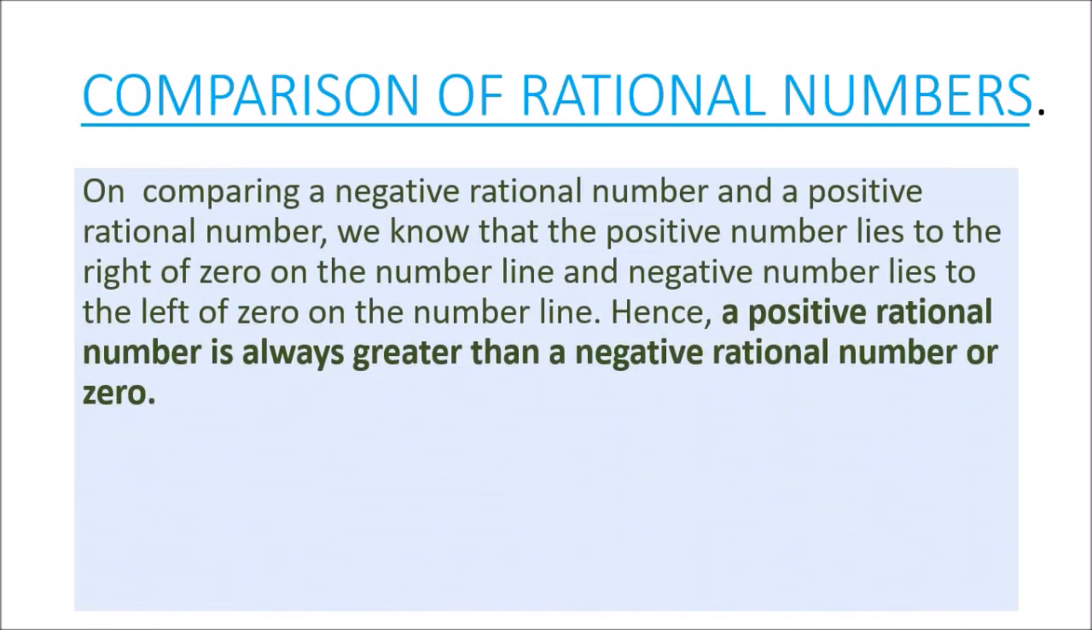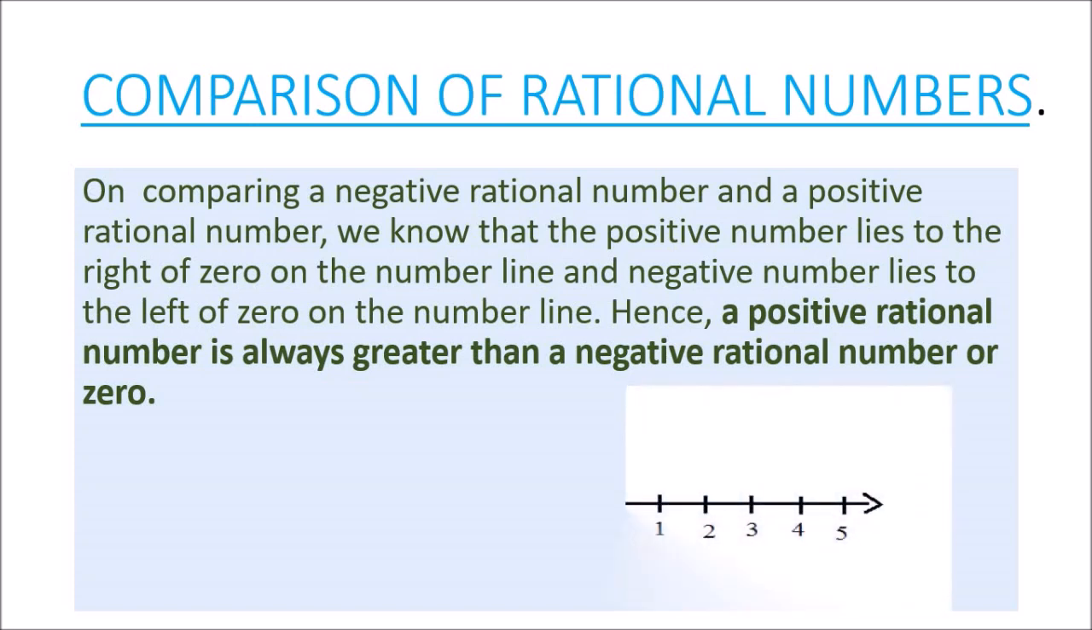On comparing a negative rational number and a positive rational number, we know that the positive number lies to the right of 0 on the number line and the negative number lies to the left of 0 on the number line. Hence, a positive rational number is always greater than a negative rational number or 0.